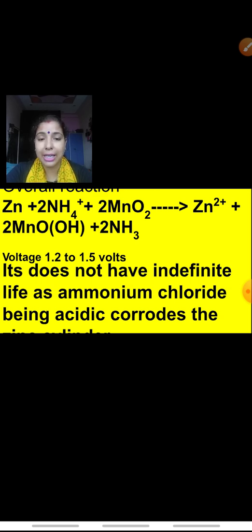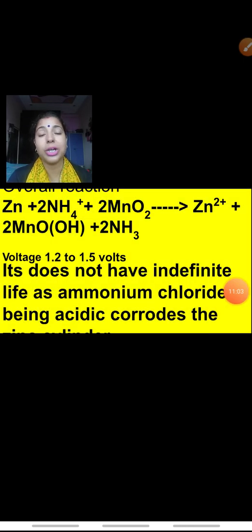Now children, the diagram that I have shown you and the reactions taking place at anode and cathode are of the simple Leclanche cell, the dry cell, which is of zinc and carbon. But there are many other types of dry cells also. There can be silver cell, there can be other types of cells also. Today we have learnt about your simple dry cell, and in your course is only this dry cell. Is it clear?